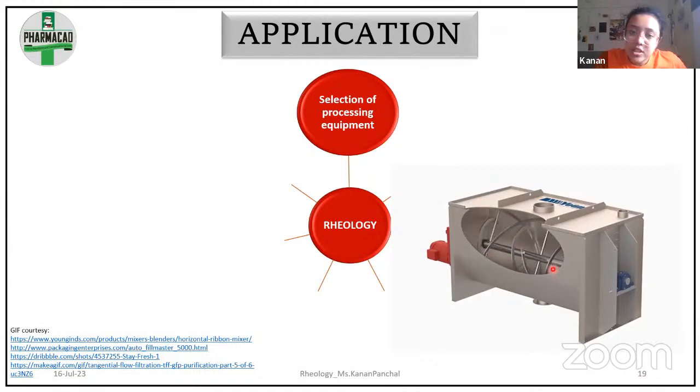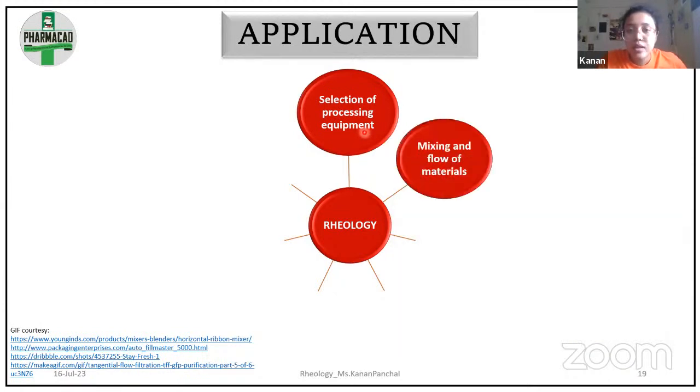So imagine you are putting your dilatant system in this. Eventually it will become so solidified that your machine, this blender, will not move at all. And that will cause a lot of overloading on the machine. It will heat up. It might cause breakdown of the instrument. So that is why the study of rheology can help us in selection of processing equipment, right? Then mixing and flow of materials, which is the same thing, how well will it mix and all.